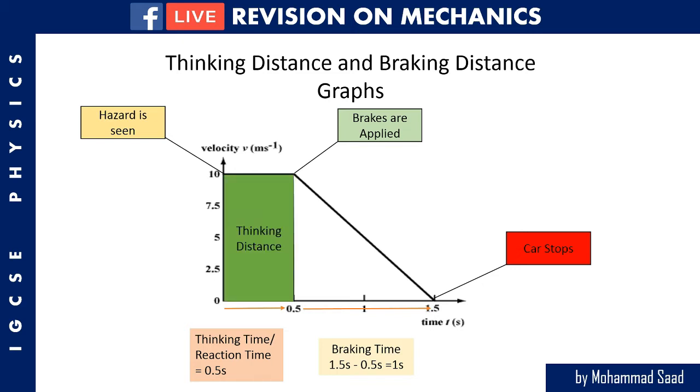Then you have thinking distance. How can you calculate it? As we all know, the area under the velocity-time graph gives us the distance. If you want to calculate the thinking distance, you need to find this area up to the thinking time of 0.5 seconds. And if you want to find the braking distance, you need to consider this area and calculate it.